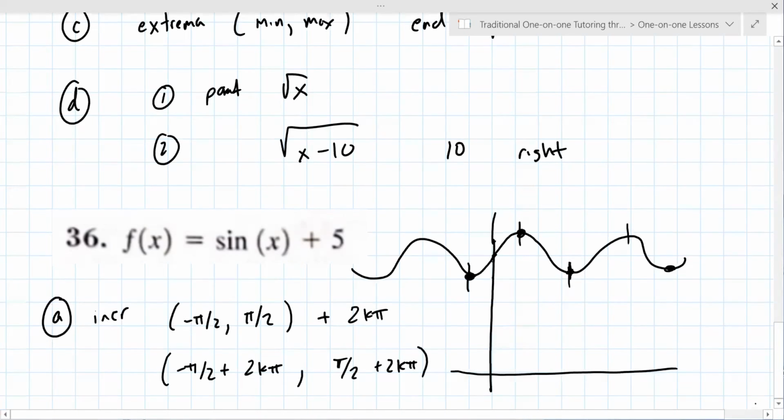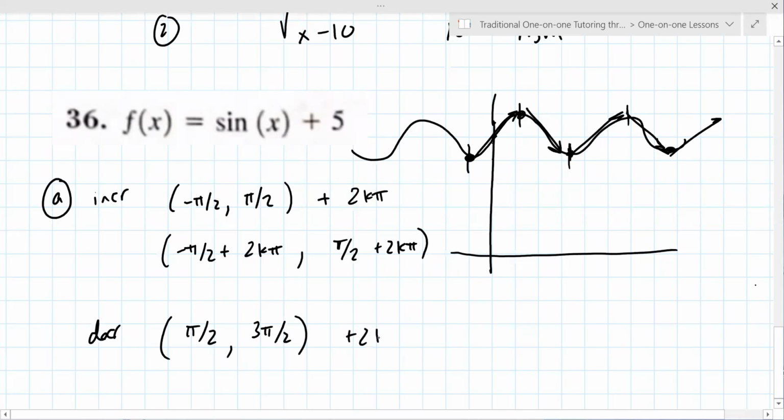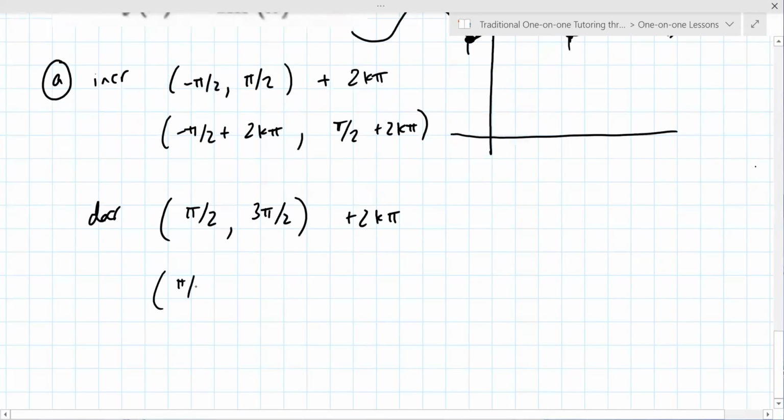Decreasing. These are increasing, so the other ones are decreasing. It's decreasing on the other windows. So that would be pi over 2 to 3 pi over 2. But again, you have to account for this 2k pi. So that's pi over 2 plus 2k pi, comma 3 pi over 2 plus 2k pi. Got it.